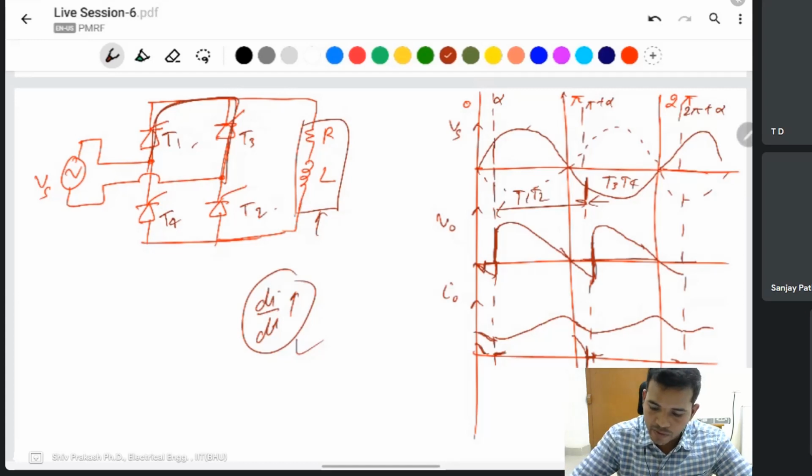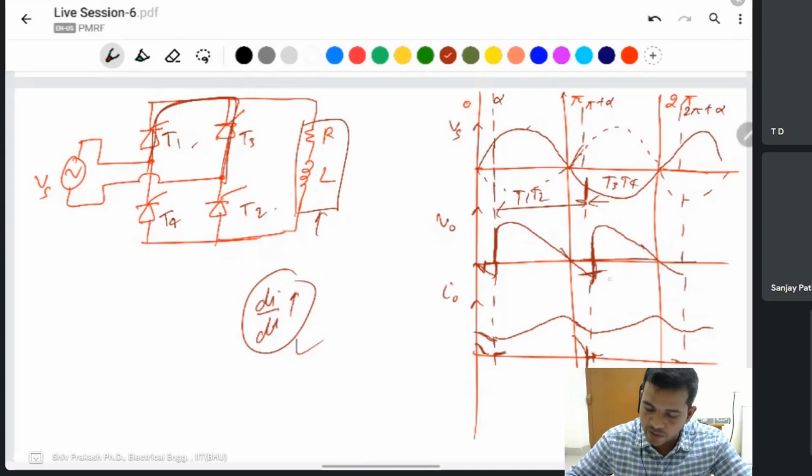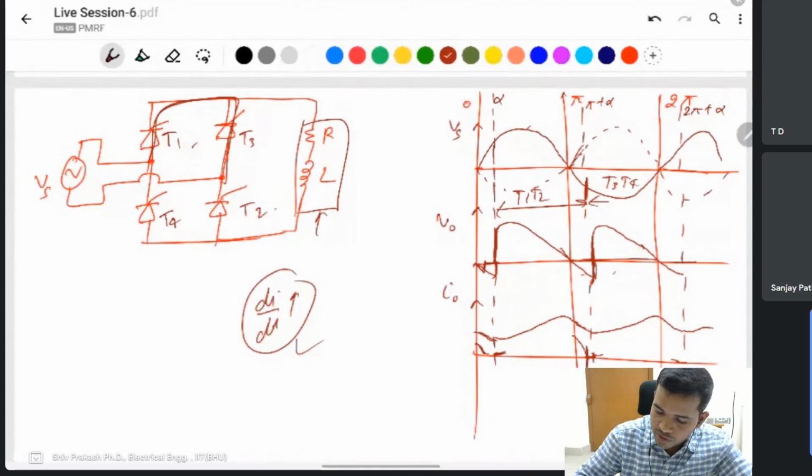If you provide a diode here, then the diode starts conducting here. Only then is this one not provided. A negative spike will never come in the diode output voltage. A negative spike in the output voltage comes into the picture only with a thyristor. If you want to remove this, we will provide a freewheeling diode also.